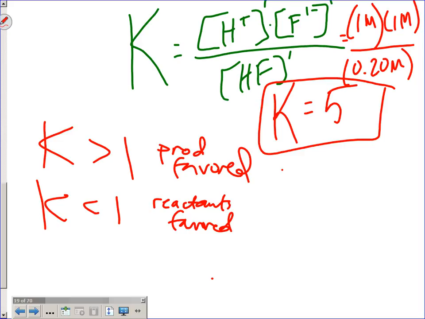So if products are favored, that makes sense. You have more on the top and less on the bottom, and that's how you have something greater than 1, because the products are favored, the reactants are not. The number of the products is a larger number.